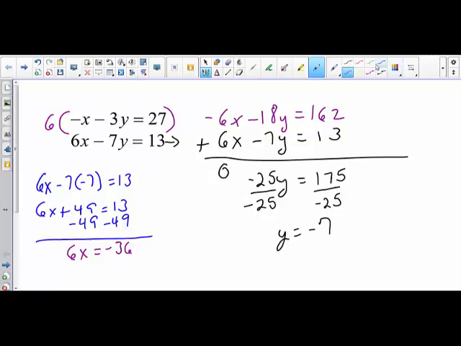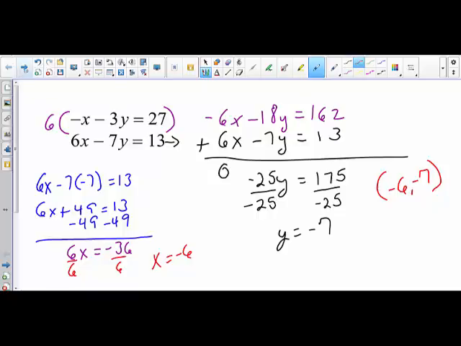Now that we've got our variables on one side, numbers on the other, we can divide both sides by 6. And we find out that x is negative 6. So our answer is negative 6, negative 7. We know that because we solved for a y, that we must have an x, because these two lines are going to intersect. And the intersection is this ordered pair, negative 6, negative 7.